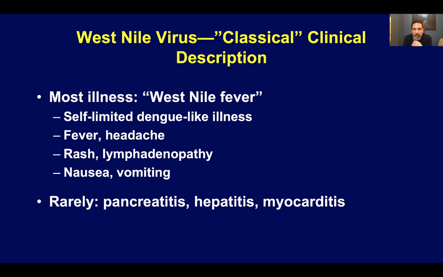Most of what's known about the clinical presentation of West Nile illness comes from outbreak investigations, in fact. The majority of infections are asymptomatic or result in mild illness known as West Nile fever. West Nile fever is a self-limited dengue-like illness characterized by fever, headache, rash, lymphadenopathy, nausea, and vomiting. In rare instances of infection, West Nile can affect other organ systems.